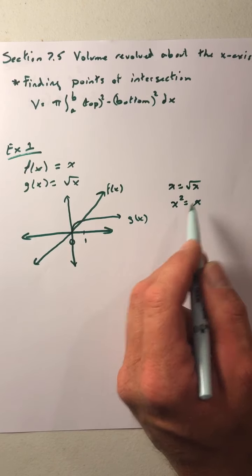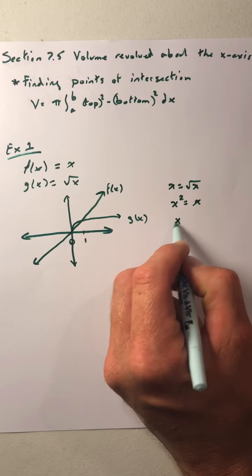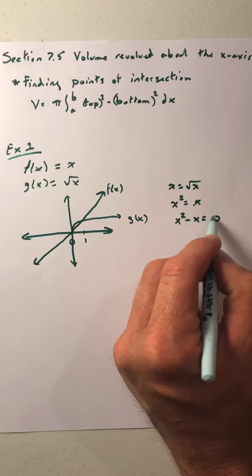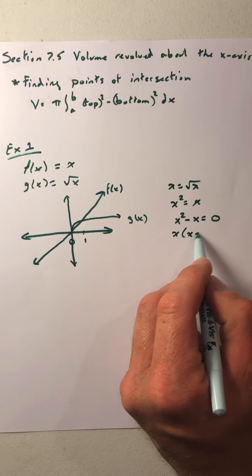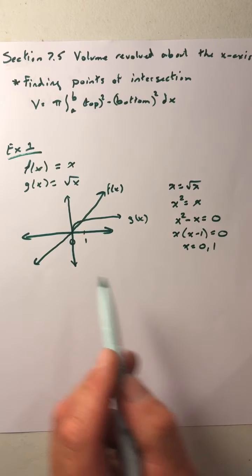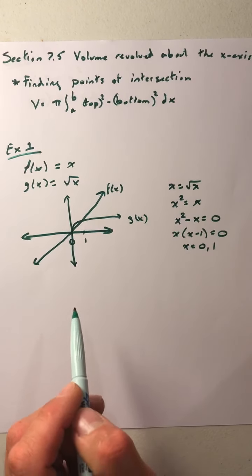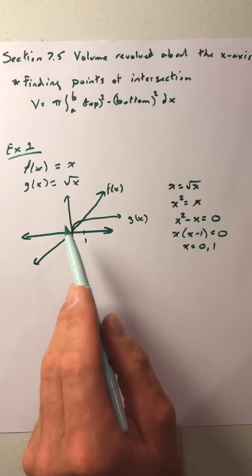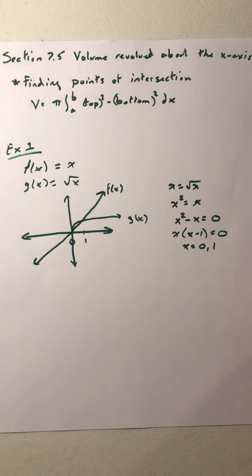I have a quadratic equation now. I can subtract that x. So I get x squared minus x equal to 0. Solving this, I can factor out an x. So I get x equals 0 and 1. So notice again, I get those two values that I had found with my calculator. So with a calculator, find the points of intersection. Without a calculator, set the two equal to each other and solve for x.